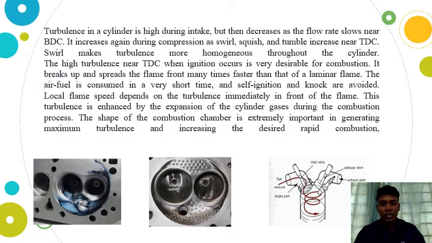The shape of the combustion chamber is extremely important in generating maximum turbulence and increasing the desired rapid combustion. The next slide my friend will explain to you. Thank you.